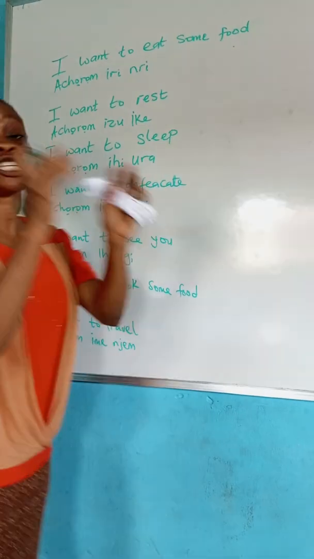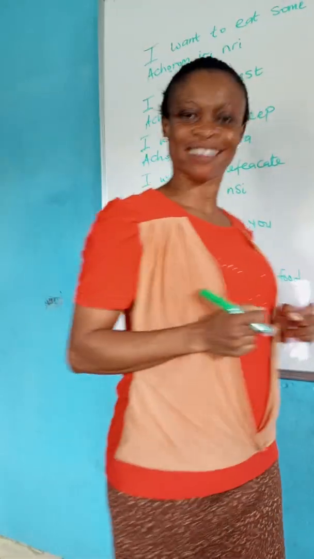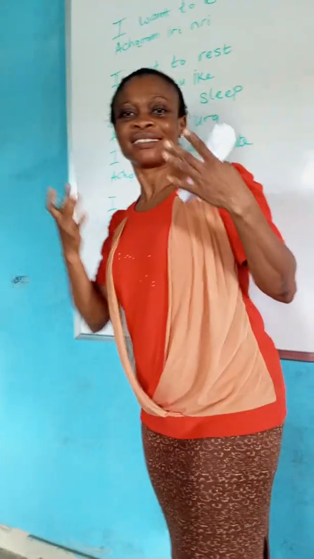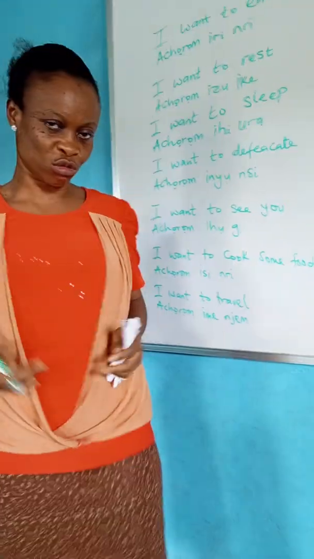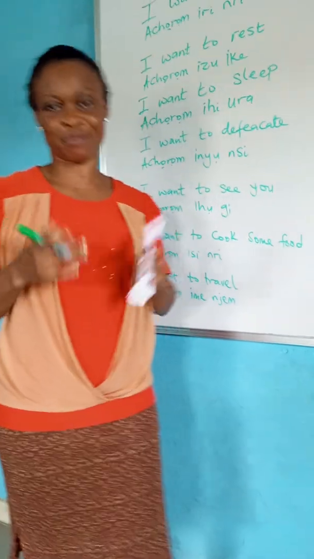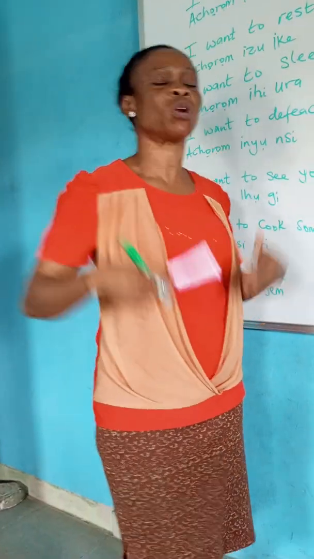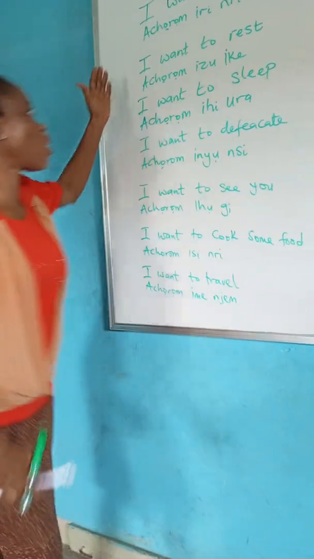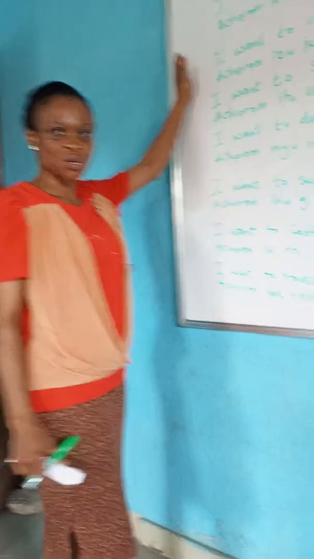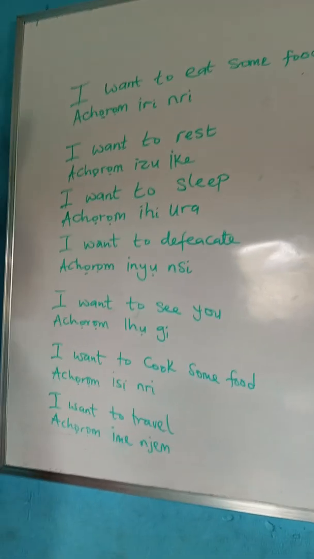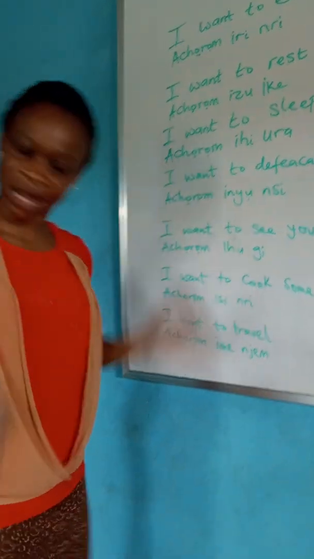In today's video, you're going to learn how to write or make some sentences that have to do with a personal pronoun and a verb. Personal pronoun, when you want to tell someone what you want to do, that is what I mean by that. And here on the board, we have some examples. So when we read the first, you'll get to learn the meaning or how you're going to say it using Igbo language.